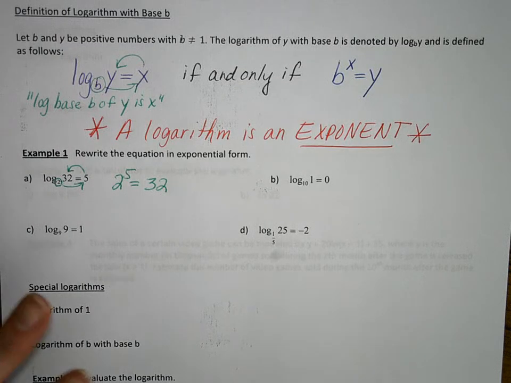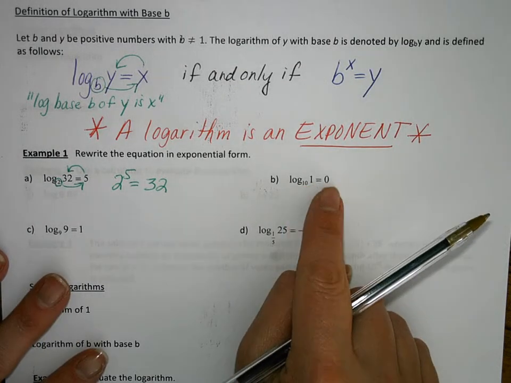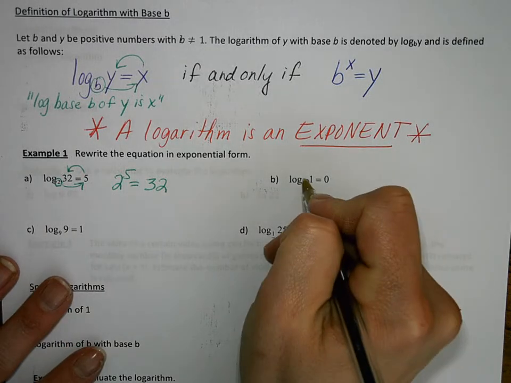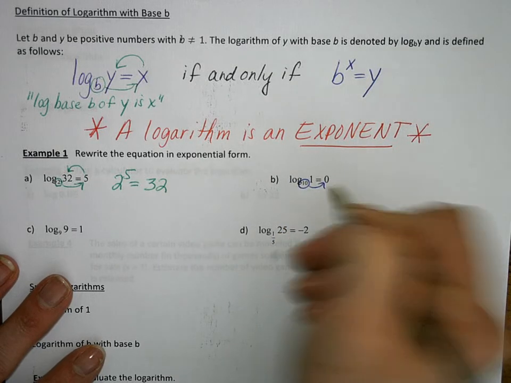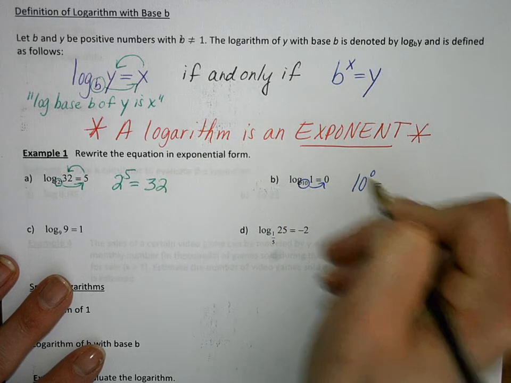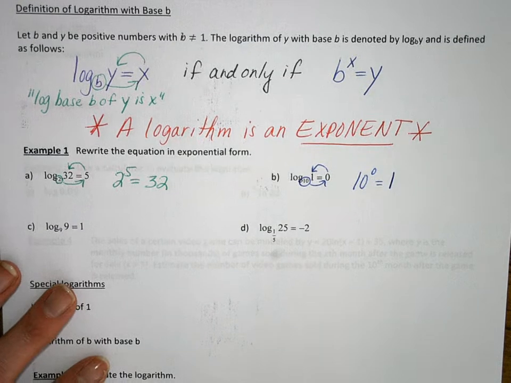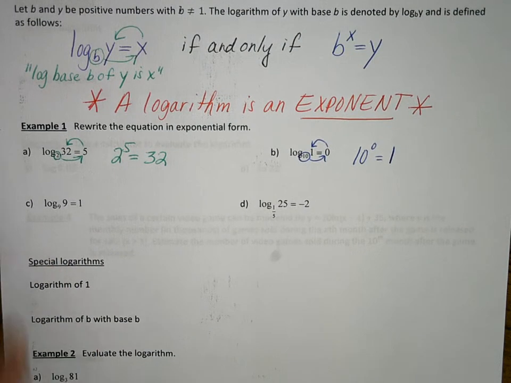All right. Now, we have log base 10 of 1 is equal to 0. So if I want to write that in exponential form, if I want to write it with an exponent, my little base of 10 is going to scoop up that exponent of 0, and it's equal to what's inside, which is 1. All right, try C and D very quickly on your own. Just want to make sure everybody can write them as an exponent. Log base 9 of 9 equals 1.